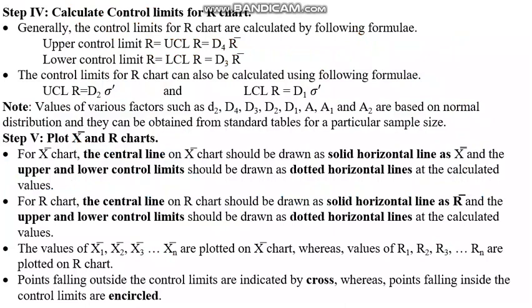After plotting this for the X bar chart, for the R chart you have to do a similar thing. For the R chart, the solid horizontal line will be R bar, and the dotted lines, in some other color like purple in our case, are for the upper control limit and lower control limit. After drawing these three lines for both charts, next X1 bar, X2 bar, X3 bar and so on are plotted in the X bar chart, whereas R1, R2, R3 and so on up to Rn are plotted for the R chart.